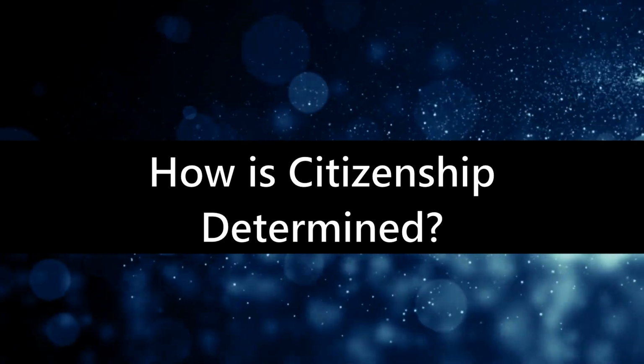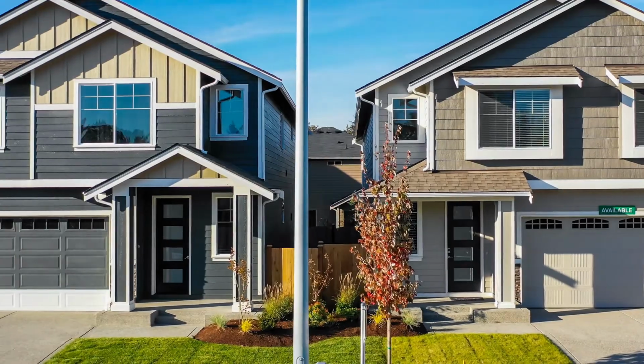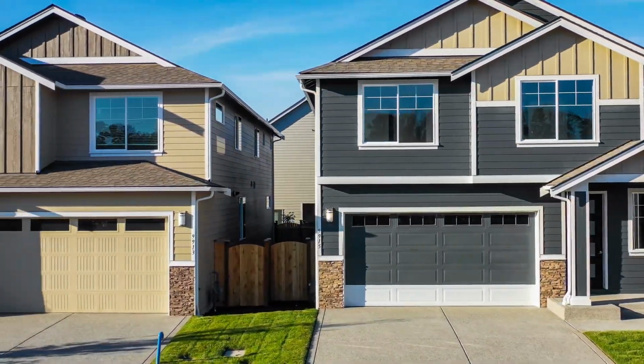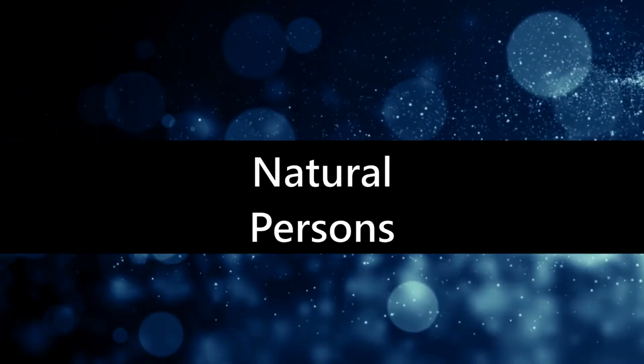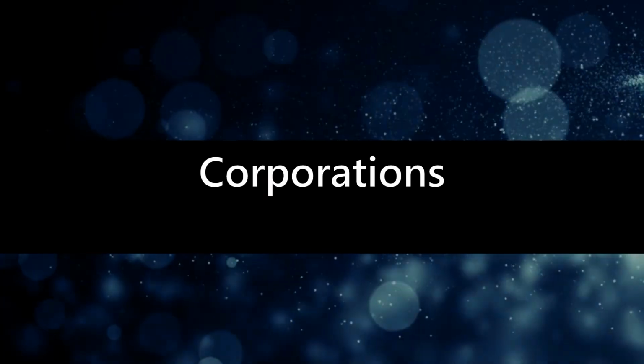So how is citizenship determined? Hopefully you recall domicile from the lesson on personal jurisdiction, but generally citizenship is determined by where the party is domiciled. Natural persons. Determining the citizenship of a natural person is usually easy enough, as we saw with PJ. An individual's citizenship is determined where that party is domiciled.